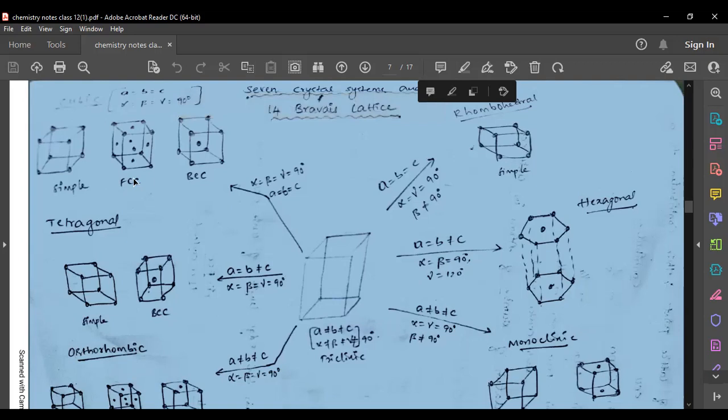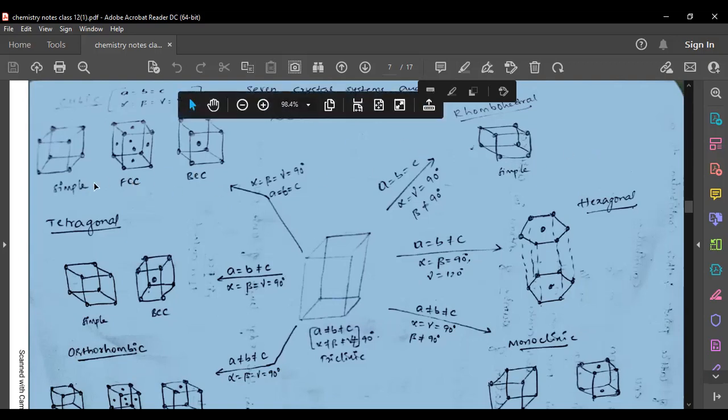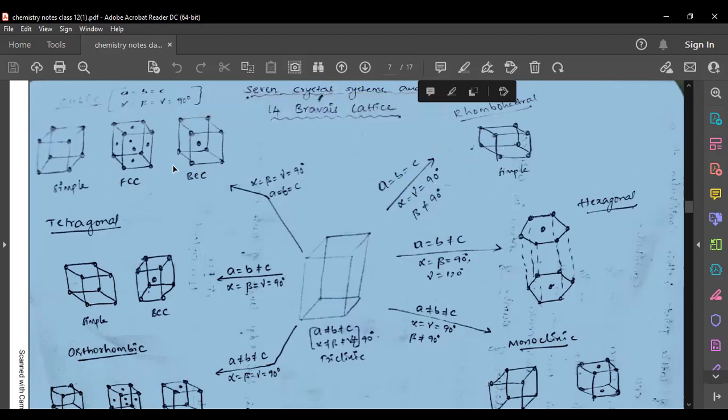But when you compare row wise, if you take the top row here, the first row, all the sides are the same. A equal to B equal to C in the case of cubic, and rhombohedral also the same, A equal to B equal to C. This is our row you can see here, in the top. So A equal to B equal to C in the case of cubic and A equal to B equal to C in the case of rhombohedral.